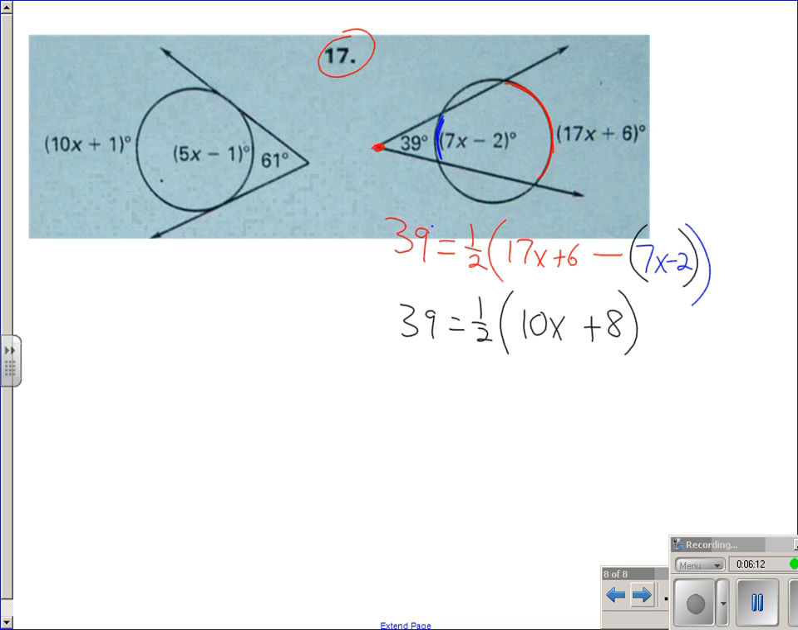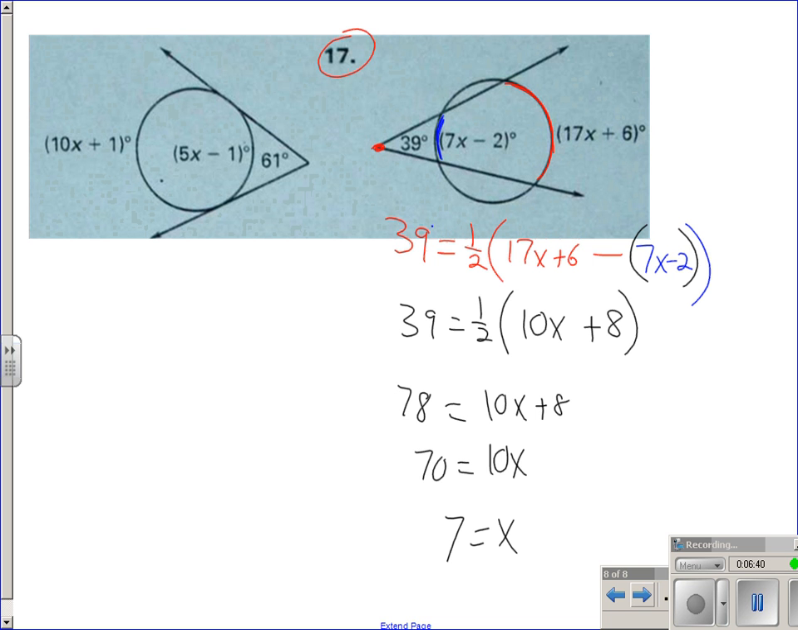The other option, and it doesn't matter which, is just multiply both sides by 2. So what that gives us is 39 times 2 is 78. That equals 10x plus 8. So now we can just solve for x. So subtract 8, that gives us 70 equals 10x, divided by 10, x is 7.